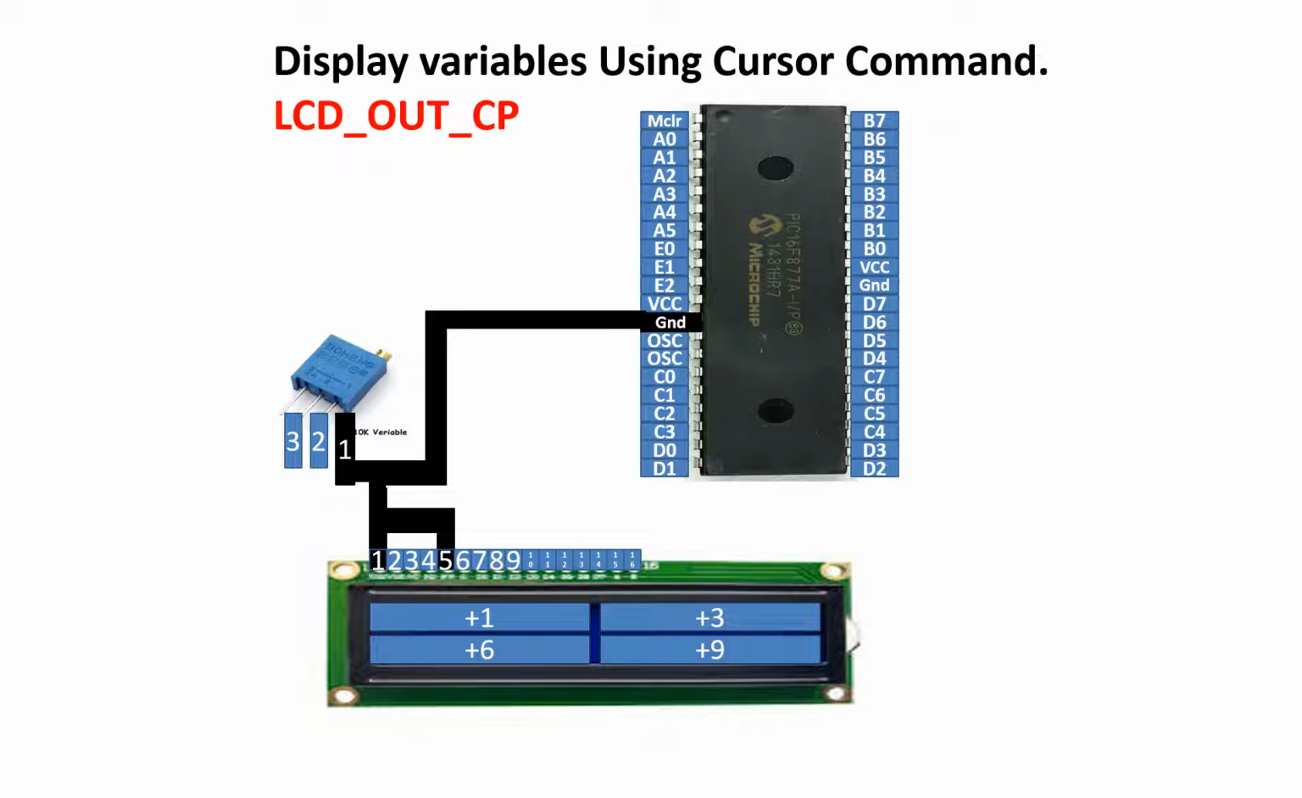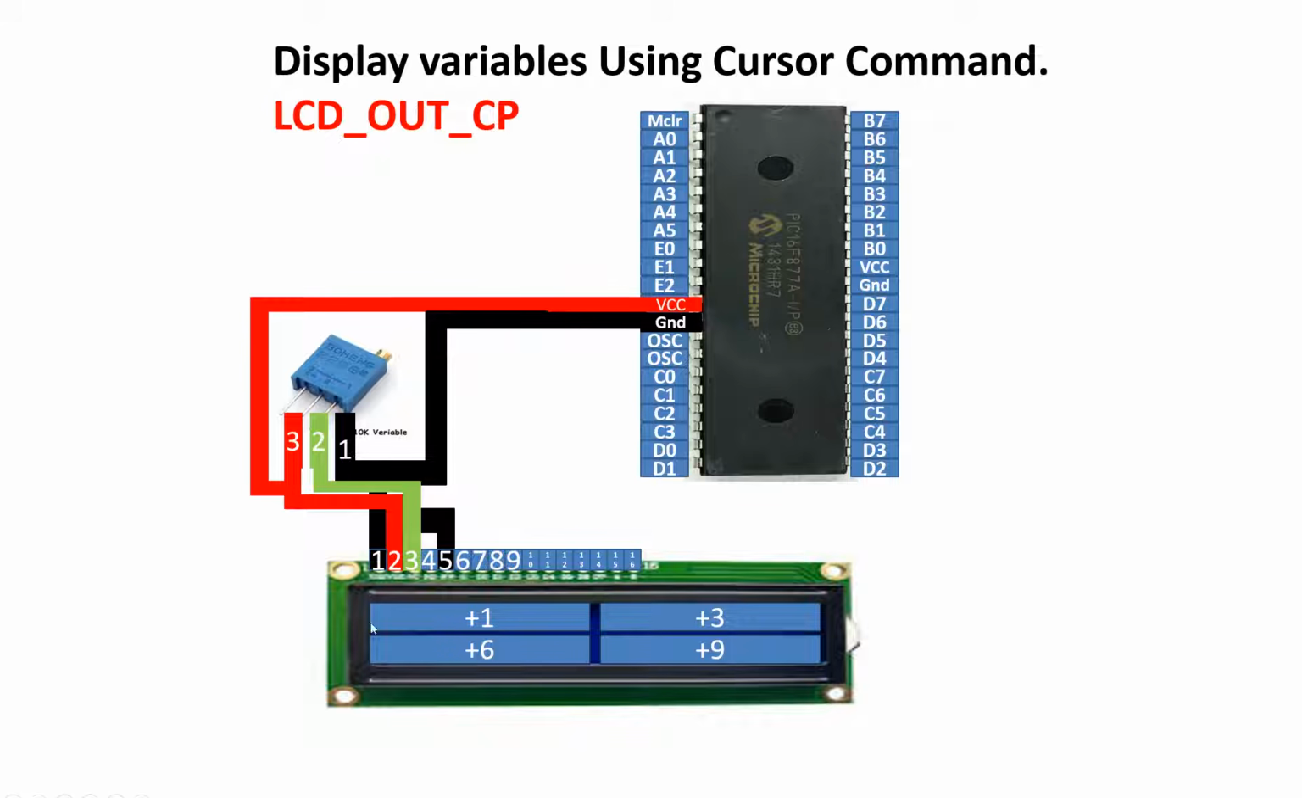Then you send it to the common ground of the PIC microcontroller like this. Now pin number 3 of your LCD will go to pin number 2 of the potentiometer. Then pin number 2 of your LCD will go to pin number 3 of your potentiometer. Then you send it to the common ground like this. The pins 1 and 5 that you shorted are connected to pin 1 of the potentiometer, and then to the common ground.